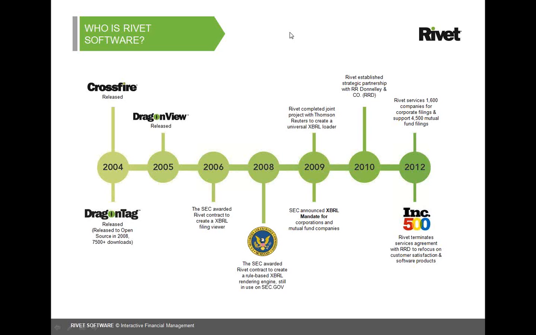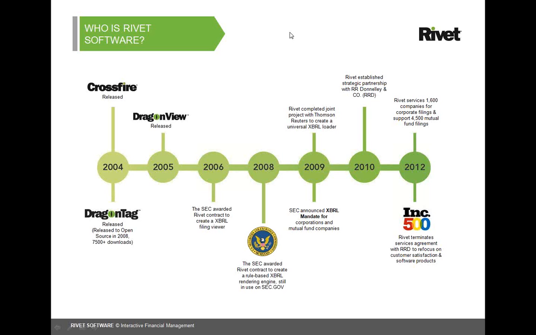They used some of these tools as some of the early tools to show the power of what XBRL can do for the financial reporting process, as well as for the financial reporting data and how that can be utilized. In 2006, Rivet was awarded a contract to create the XBRL filing viewer, and then in 2008 Rivet won the contract to create the rendering engine. Those of you that have been filing or dealing with XBRL or have looked at any of the XBRL filings on the sec.gov site, when you see that rendered view, that was built by Rivet and is still in use today.